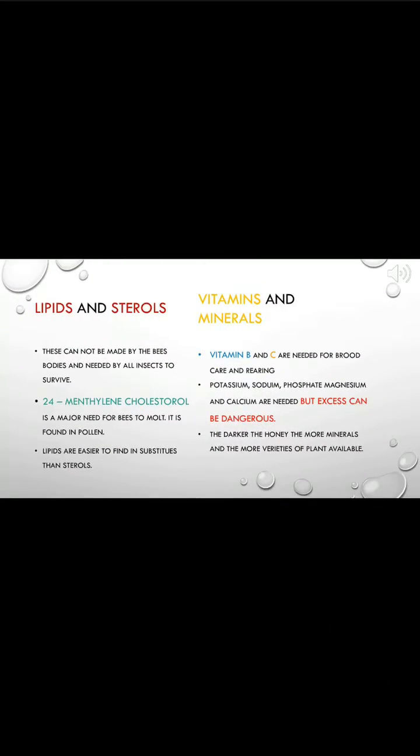Lipids and sterols cannot be broken down by the bees' bodies themselves. The bees need the chemical 24-methylene cholesterol to molt. This chemical is found in pollen. All insects need lipids and sterols to survive, but lipids are easier to substitute than sterols.